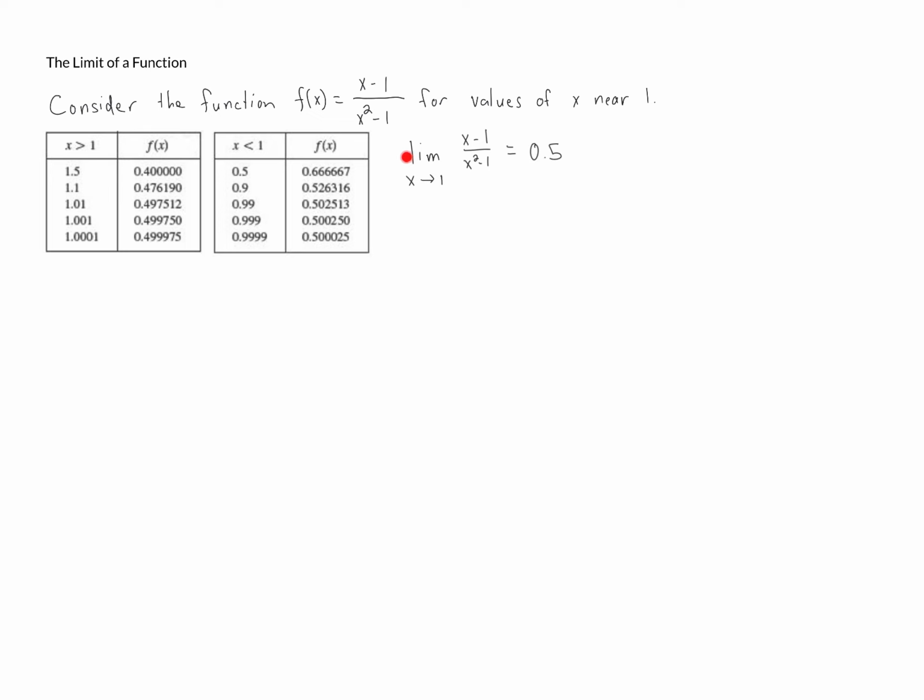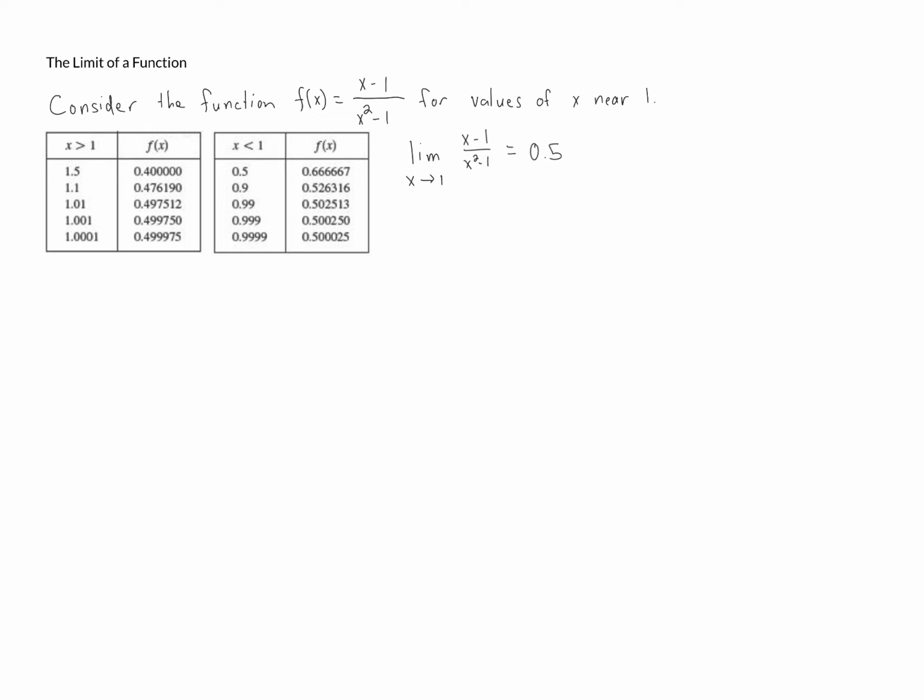So we write LIM as an abbreviation for limit. Below the limit, we write what the variable is approaching. In this case, x is approaching 1. It's getting closer and closer to 1. And then on the right-hand side, we put the function that we're looking at, which in this case is x minus 1 over x squared minus 1. And we say the limit as x approaches 1 of x minus 1 over x squared minus 1 is equal to 0.5.